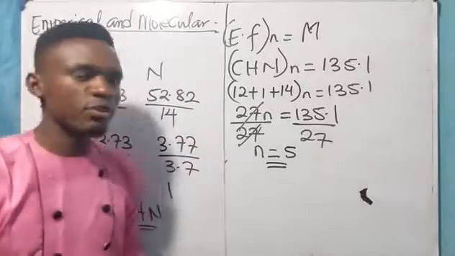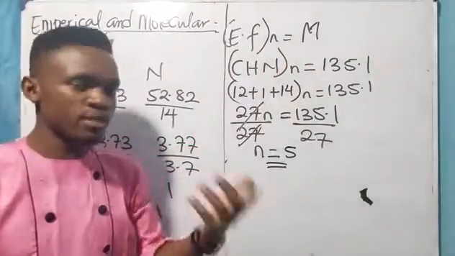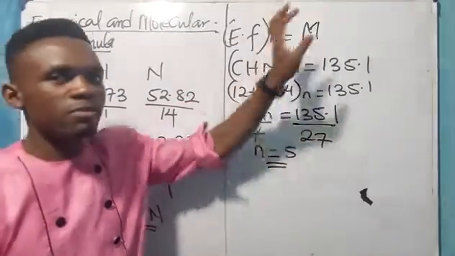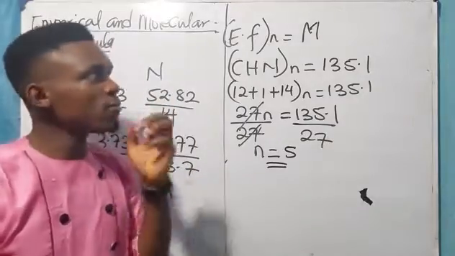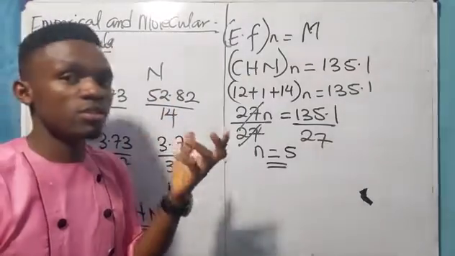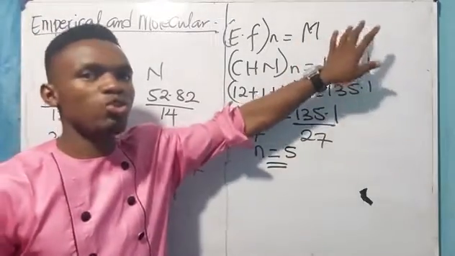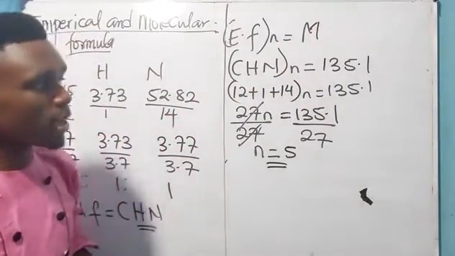Now listen very well. If they had given us vapor density instead of molar mass, we have to multiply by 2. For example, if the vapor density was 60, it becomes 2 times 60, and that will give us 120. But when you are given the molar mass, you are not to multiply by 2.